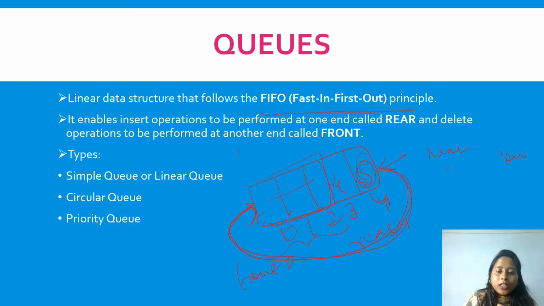Next is the priority queue. Priority queue means that every element has some priority assigned. The element with the highest priority will be deleted first.